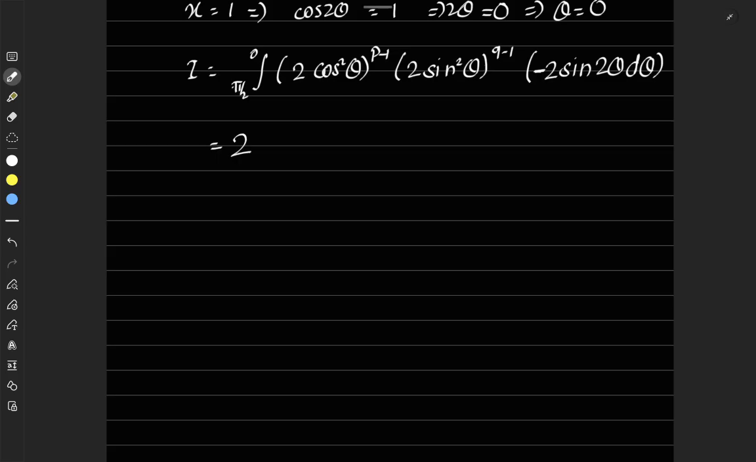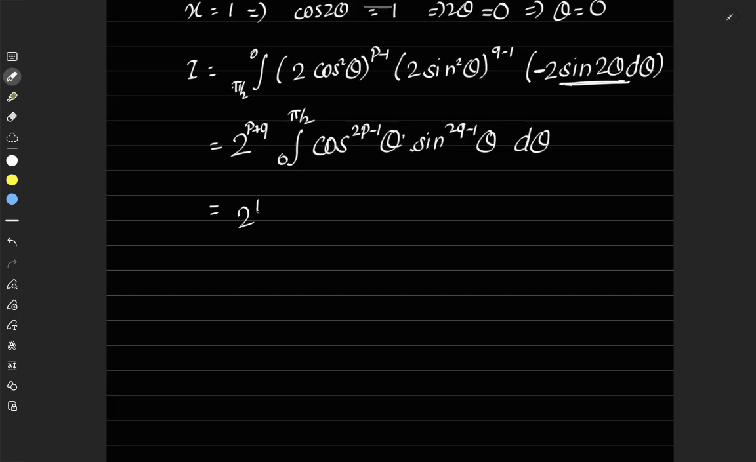So let's calculate the values of 2 first. So 2 to the power p minus 1, 2 to the power q minus 1, so total are p plus q minus 2, this one plus 1, and from the expansion of this quantity we will have one more. So 2 to the power p plus q, integral 0 to pi by 2, cos power 2p minus 1 theta, sine power 2q minus 1 theta d theta. I am expanding this, and that's why 2q minus 2, and from this plus 1 is coming.